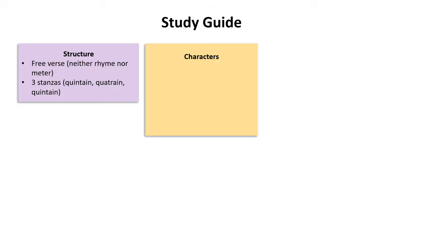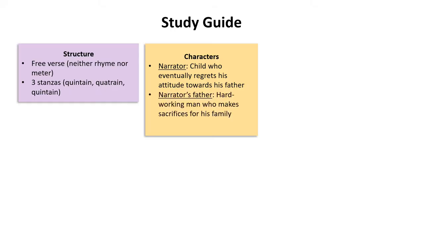There are 2 characters in the poem. The narrator is a child who eventually grows to regret his attitude towards his father, whereas his father is a hard-working man who makes sacrifices for his family.